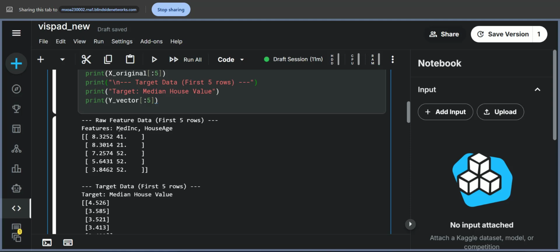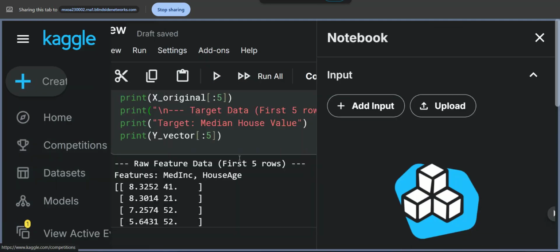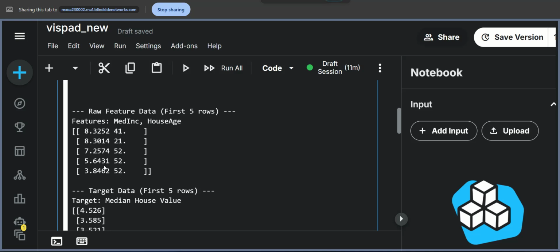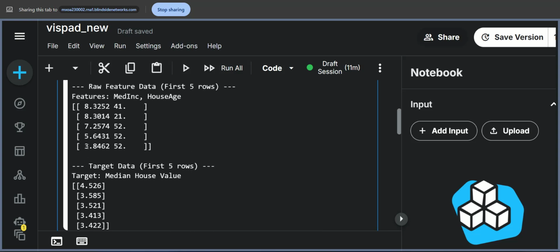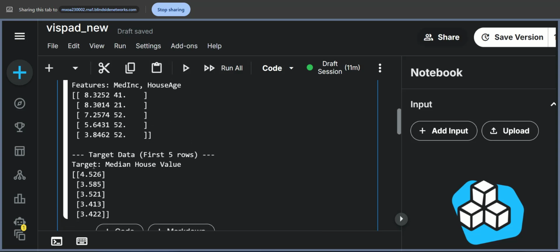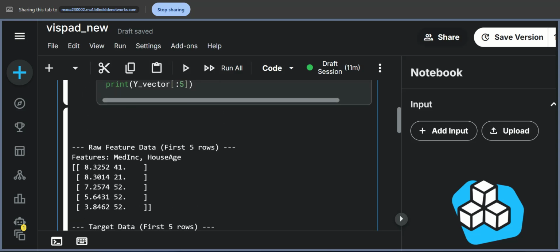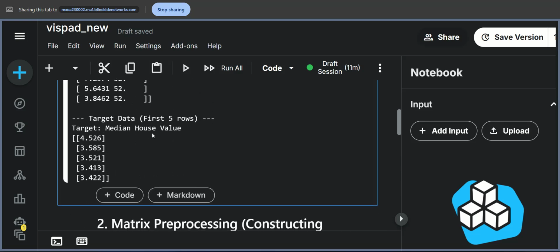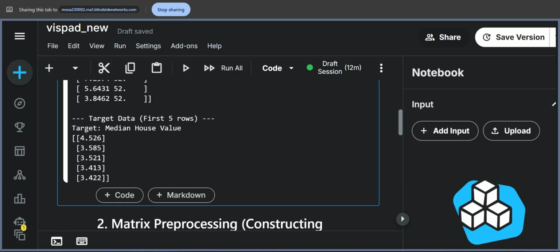So we have the median income, 8.52. We have the 41 here, house age, and then yeah. Now you can see that this is in a matrix form. That's why we don't have any comma over here. And then we have converted this into a 2D. Right, so this is a complete matrix. Right, so this is for the targets.